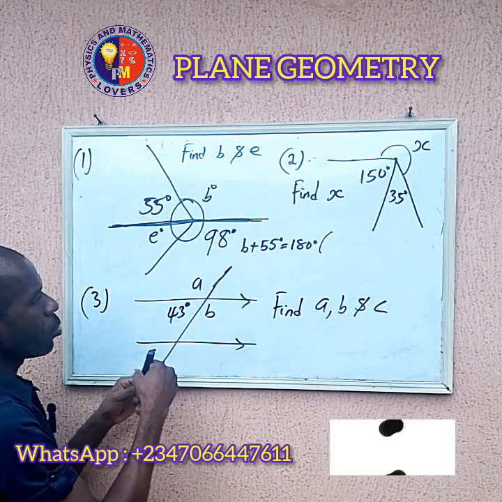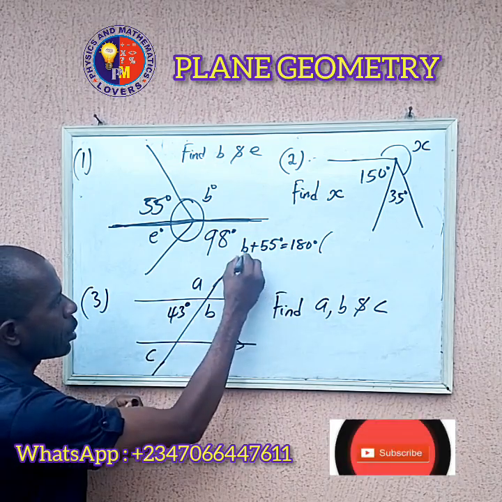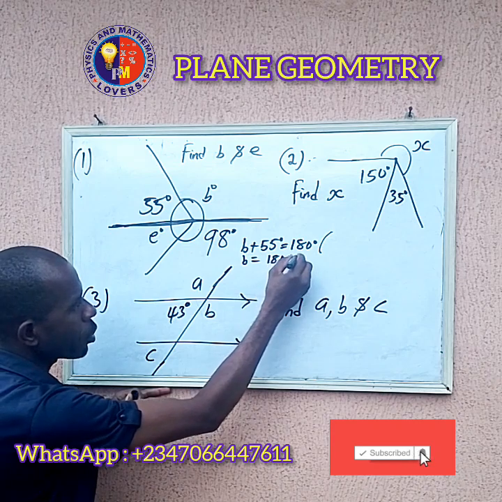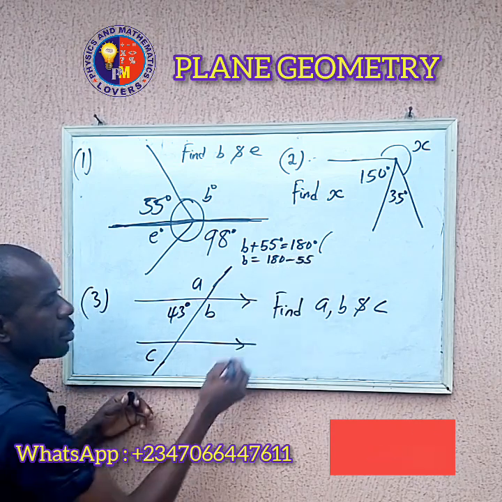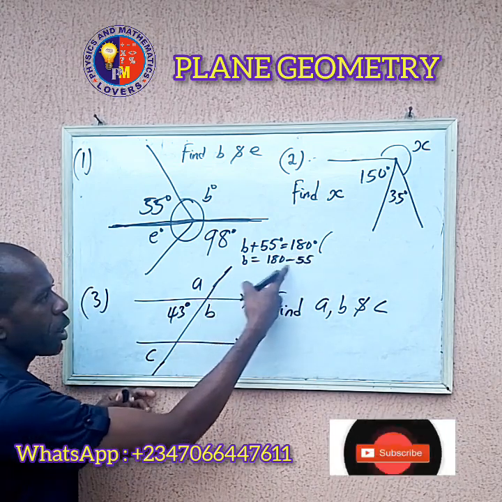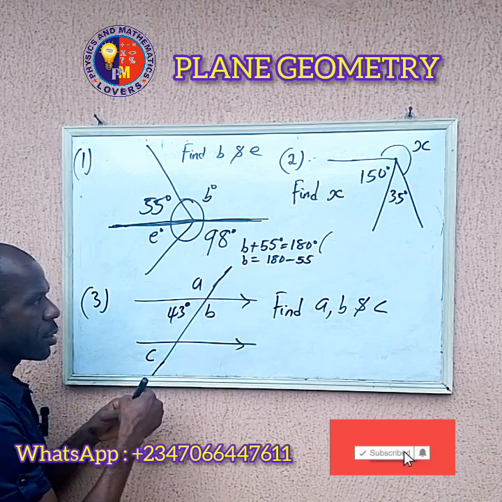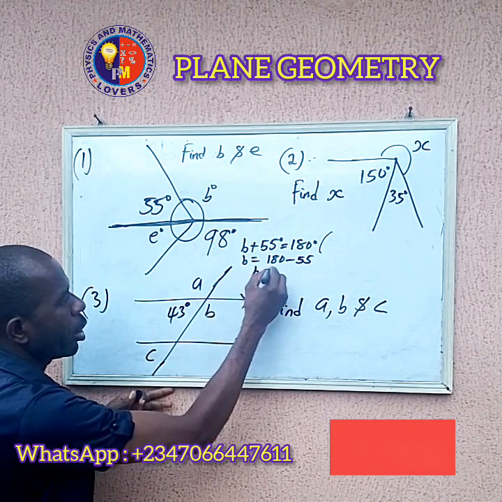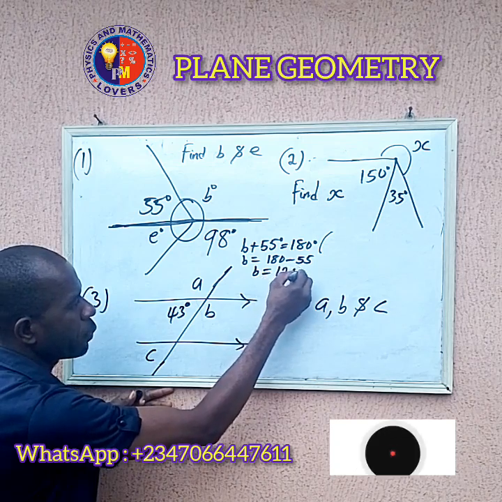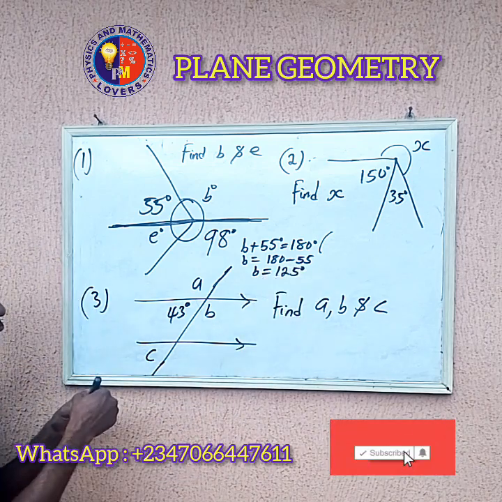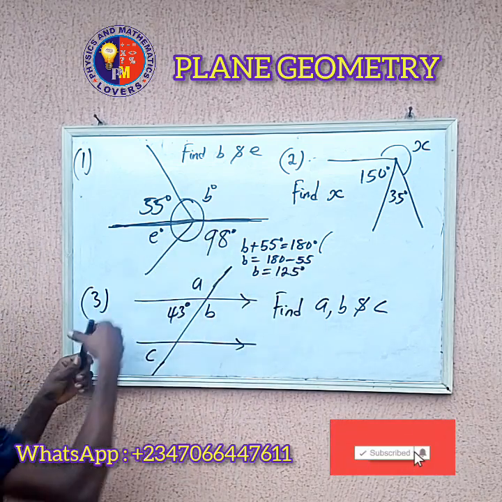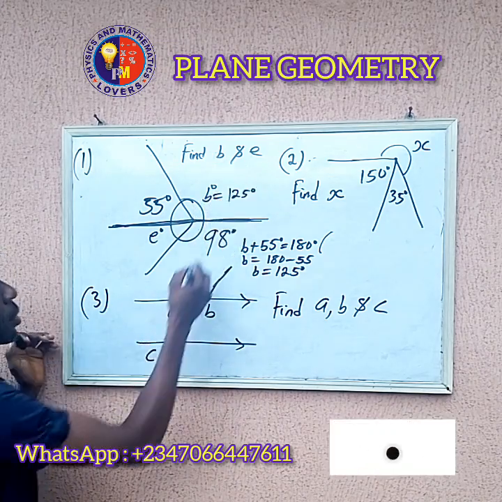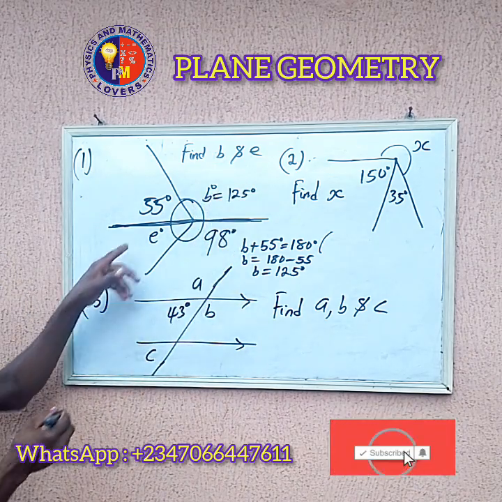So in that case, we are going to subtract 55. It's going to give us 180 minus 55. And of course, to take 55 away from 180 degrees, you're going to have 125. B is equal to 125 degrees. That is for B. So B here equals 125 degrees. Now let us look at E.